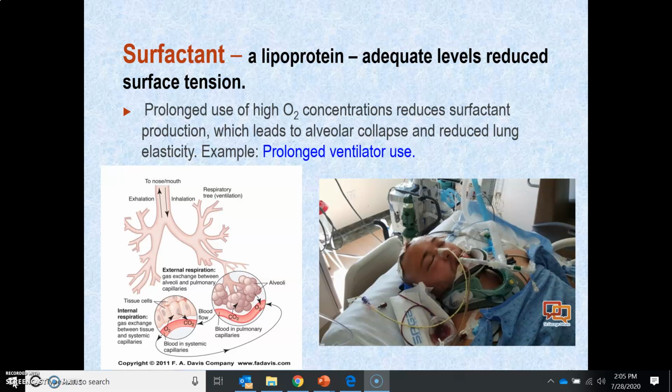We also can have collapsed lungs from these. An example here is prolonged ventilator use. Now, this is something you'll see later on as you move through the program. You're not going to see this right out of the gate, but you might be taking care of someone who's had this issue after they've been ventilated for a long period of time. So the picture to your left shows the CO2, O2 moving back and forth, stuff that you already know.